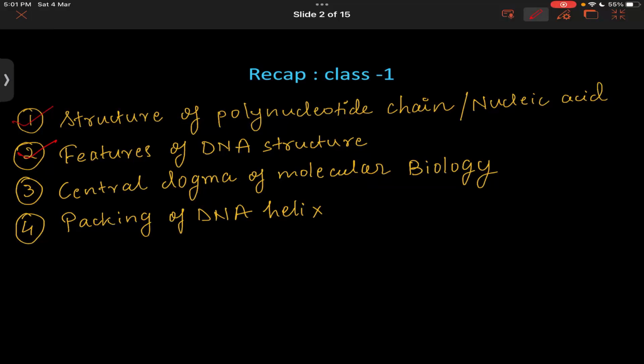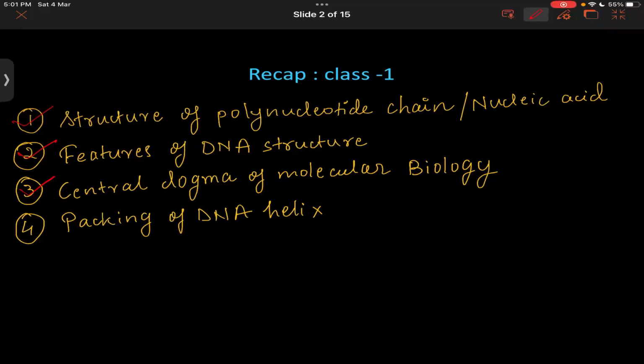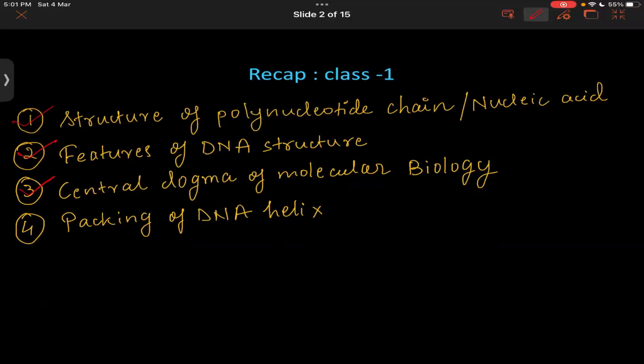We also talked about the base pairing rule and how the two strands are complementary to each other and anti-parallel in nature, right? Then we discussed what is the central dogma of molecular biology, which basically shows how genetic information within the cell flows from DNA to RNA and then to protein. And for this to happen, there are processes involved for each step.